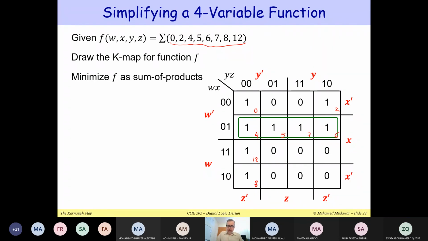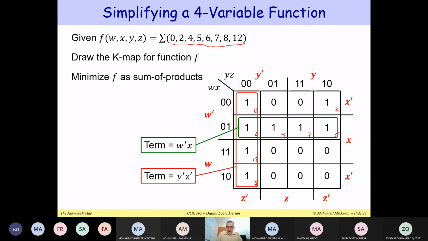So what will be the term for this green block? W prime X, and that's it. There's nothing else. It is actually just 2 literals, because it does not depend on Y and it does not depend on Z. How about this red block? Y prime, Z prime. Yes, simple. And as you said, we can combine 0 with 4 and 2 and 6, which are on the boundary. So let us combine them.